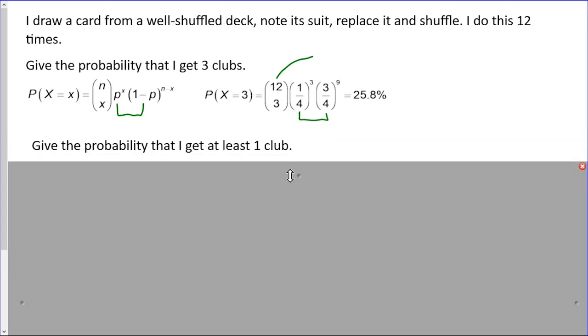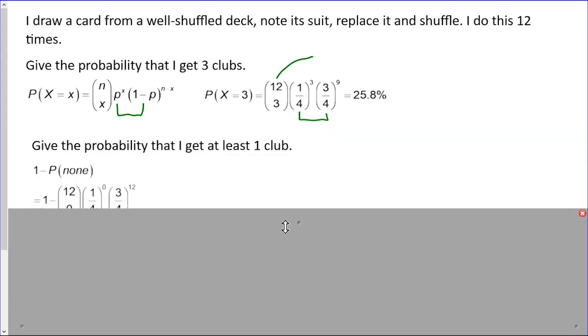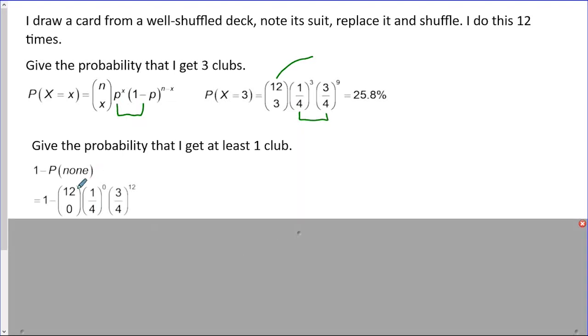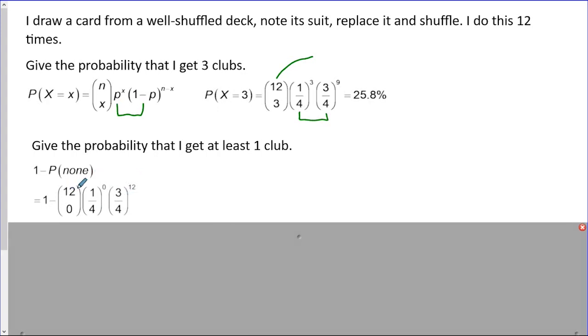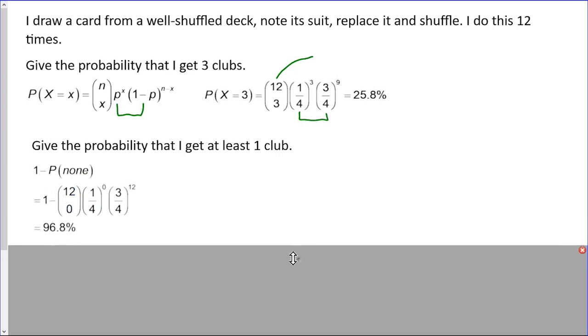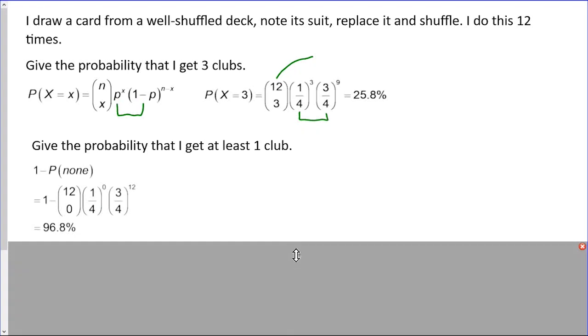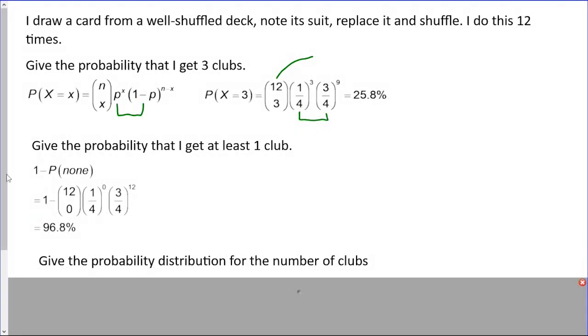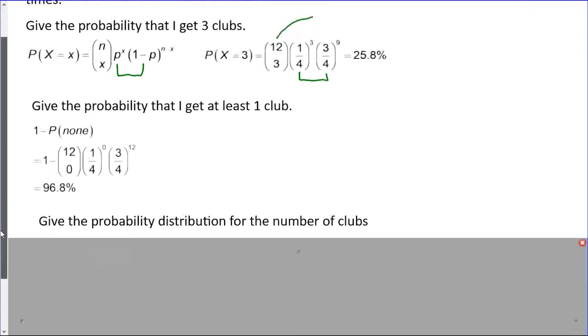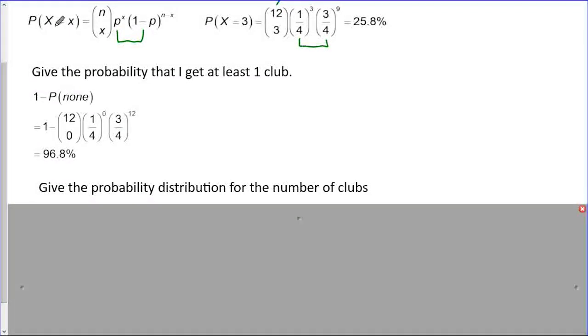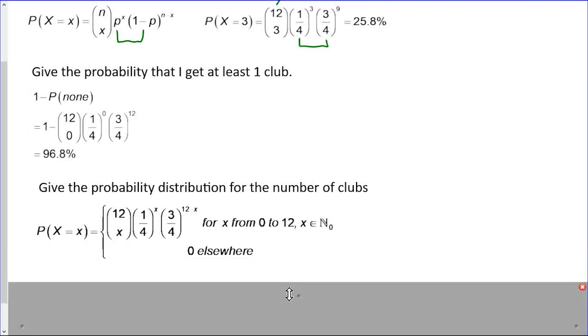Right. Let's look at the probability that I get at least 1 club. Well, that will be 1 minus the probability of no clubs. And so I want the probability of a club, a quarter, to the power of 0. I need 12 non-clubs, and they each have a 3/4 chance of happening. And then that can only happen in one way. This coefficient here is just 1. And then I work it out, and I get an answer of 96.8%. I want you to remember that answer because we're going to come back to it. I'm now going to write down the probability distribution for the number of clubs. And that really just uses this formula over here. So when I write it down like this.